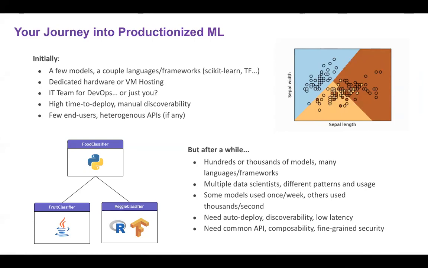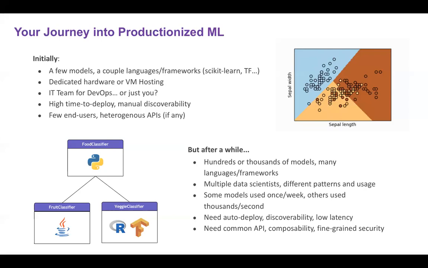That works for as long as you've got just a few end users and you don't have too many models yet. Often there's heterogeneous APIs between those different models you're putting out there, unless you're synchronizing really well across your team. And then pretty soon that starts to blow up. So you go from having just a few models to having tens or hundreds or even thousands of different models across your team and spanning many different languages and frameworks.